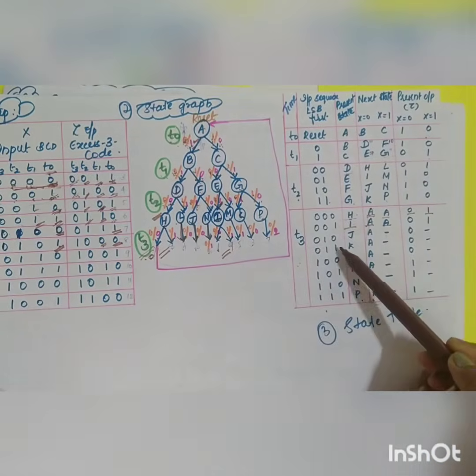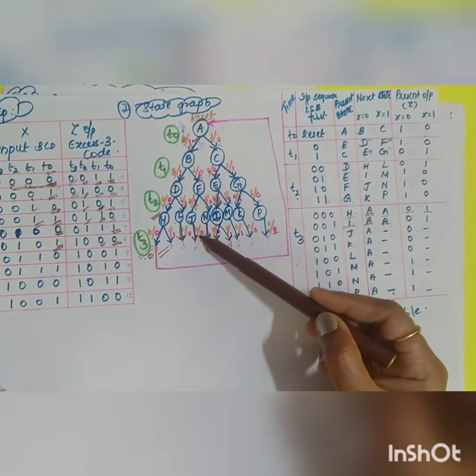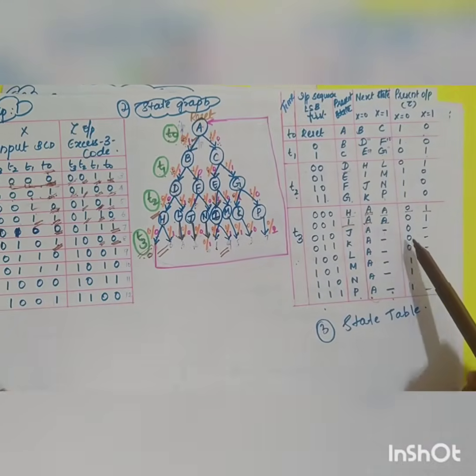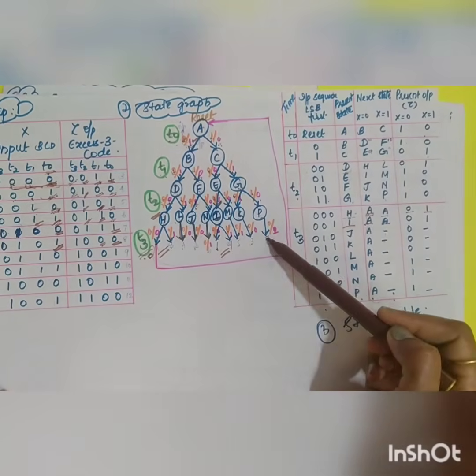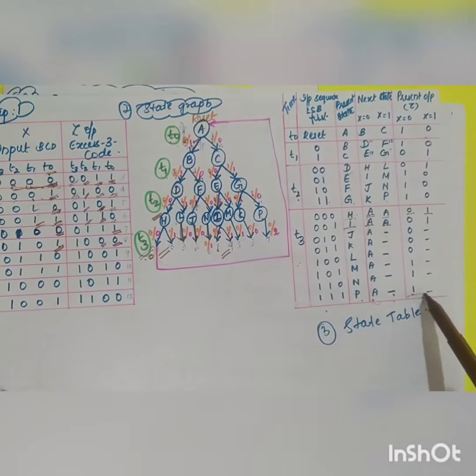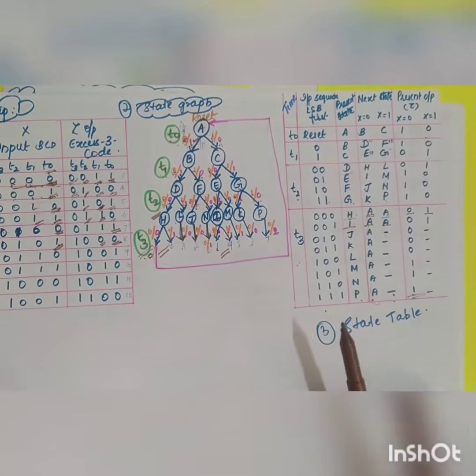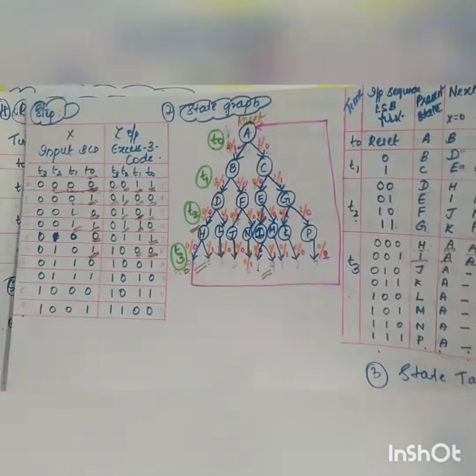For all other cases, for J, what is your output? For instance, output is equal to 0. Similarly, you fill everything. For P, what is your output? Output is equal to 1. This is how you are going to form your state table. Now, your third step is over.